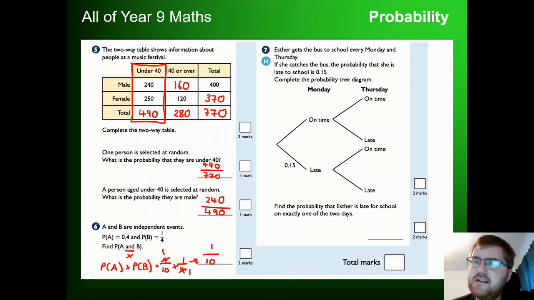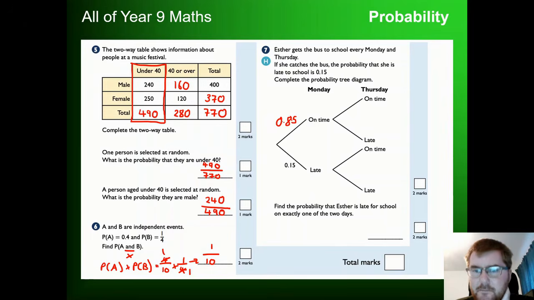Number 7, so Esther gets on the bus every Monday and Thursday. If she catches the bus, the probability she will be late to school is 0.15. Complete the probability tree diagram. So tree diagram is a really important topic to understand. The first thing to understand is that pairs of branches add up to 1. So if this is 0.15, then this has to be 0.85.